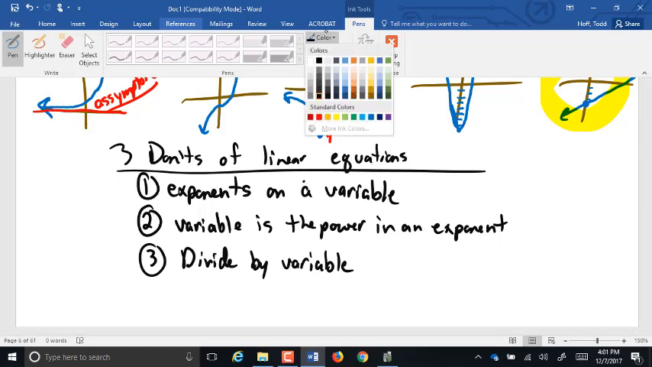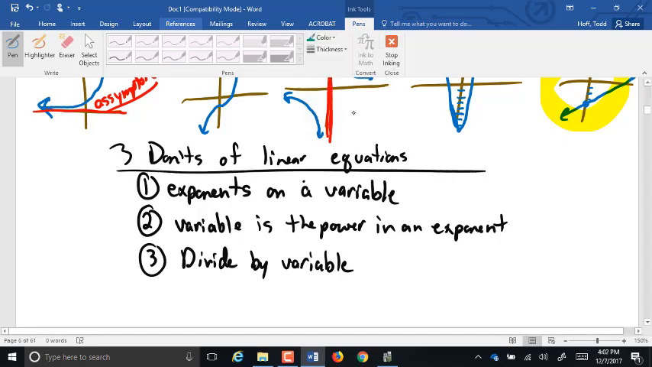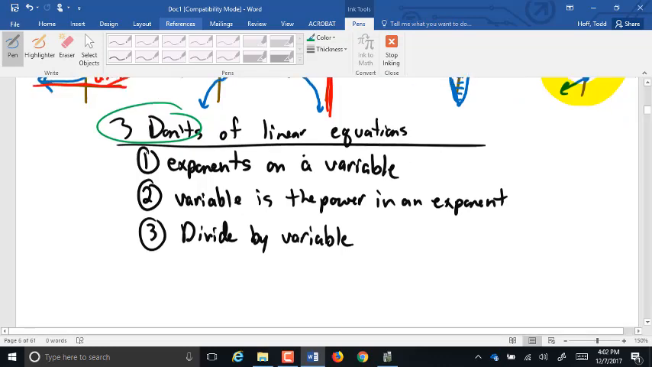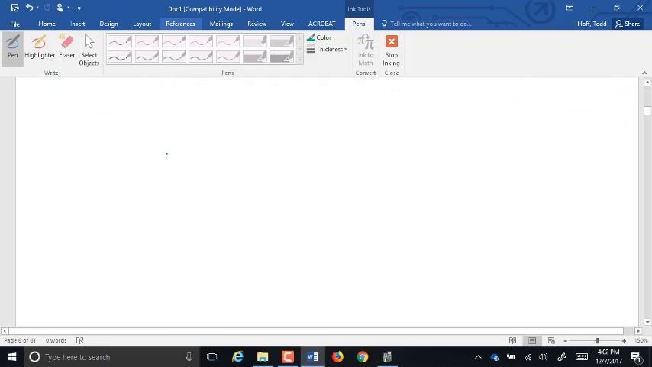Because equations that make straight lines on the graph, I shouldn't say straight lines, that's redundant. Equations that make lines on the graph don't have those 3 things. If there's an exponent on a variable, not going to be a line on the graph. If the variable is the power in an exponent, it's not going to be a line on the graph. Or if we're dividing by a variable, or the variable's in the denominator of a fraction, same thing. It's not going to make a line on the graph.